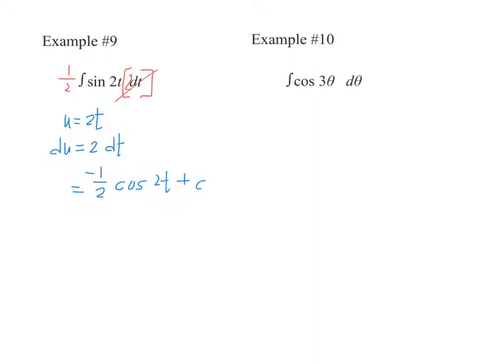On the next one, the integral of cosine of 3 theta, u is equal to 3 theta. So du is supposed to be 3 d theta. So a 3 needs to be back here, and a 1/3 in front to compensate. It's a perfect cosine u du problem. So now I'm going to go ahead and just change it right over to its memorized integral: 1/3 the sine of 3 theta plus c.